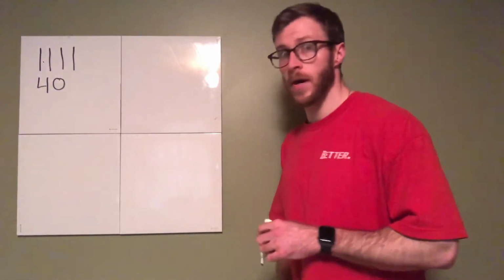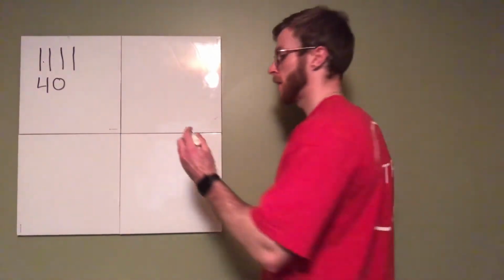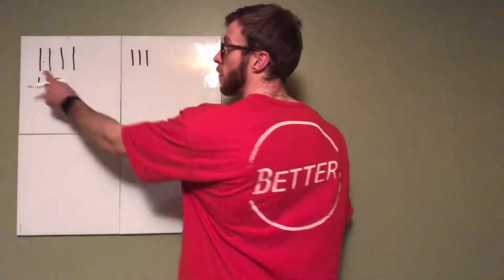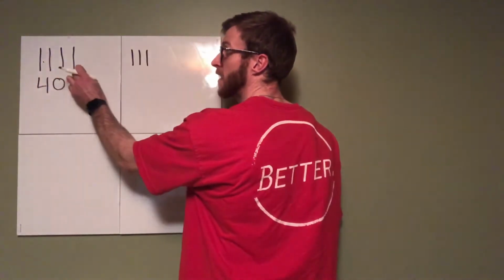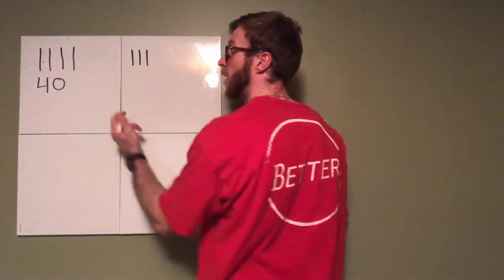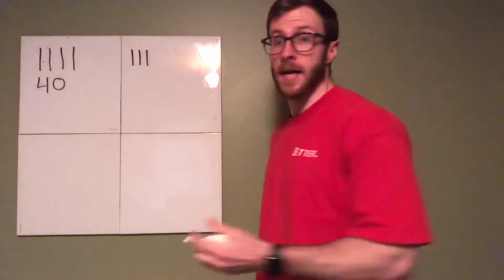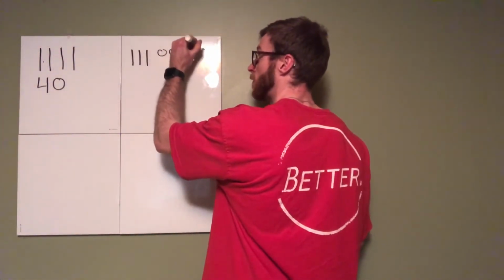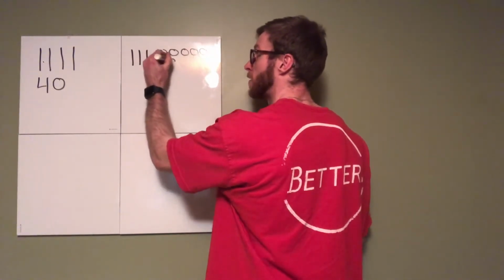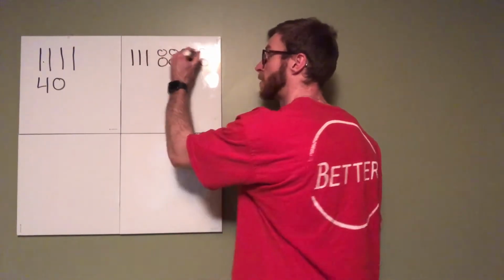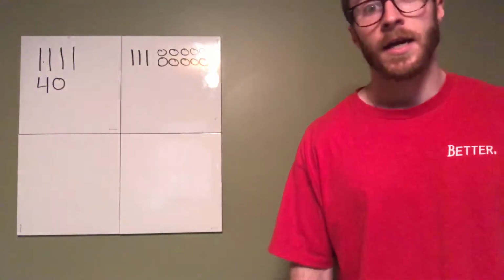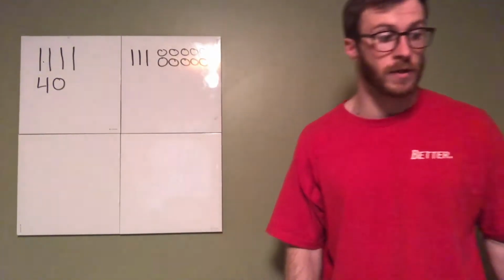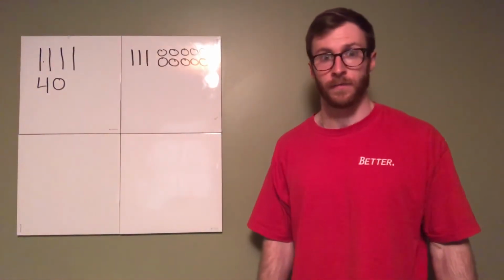All right, so another way I can make 40 is with 3 10s, 1, 2, 3, and then I'm going to take this 10 right here, and I'm going to split it up into loose 10s. So I'm going to draw circles. 1, 2, 3, 4, 5, 6, 7, 8, 9, 10. So there are my 3 10s and 10 extra ones, or 10 loose ones.